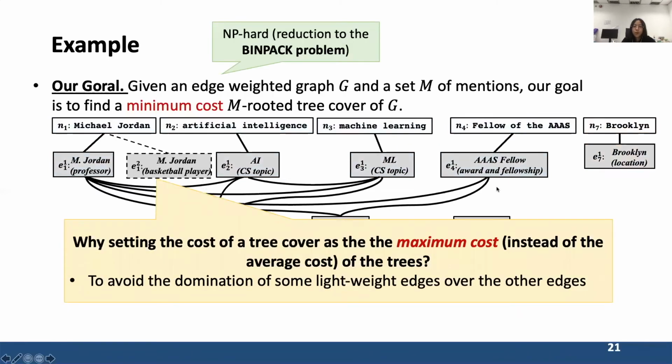In this way, the coherence in each tree Ti is guaranteed. By setting the cost of a coherence tree cover as the maximum cost instead of the average cost of the trees, we avoid the domination of some lightweight edges over the other edges. The reason is that a lightweight edge only indicates a small semantic distance between one pair of nodes in the local view, instead of most of the nodes in the global view. For instance, the edges between Michael Jordan and M. Jordan, who is a basketball player, would be much lighter than the edges between Michael Jordan and other candidate entities, since the basketball player one is more popular. If we employ average edge weights as the cost, then some tree covers with such edges may easily dominate the other selections and lead to unsatisfactory results.